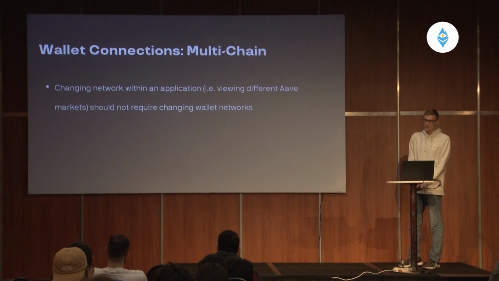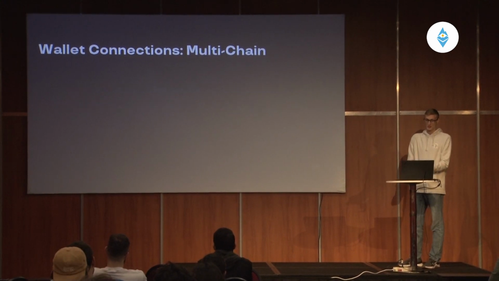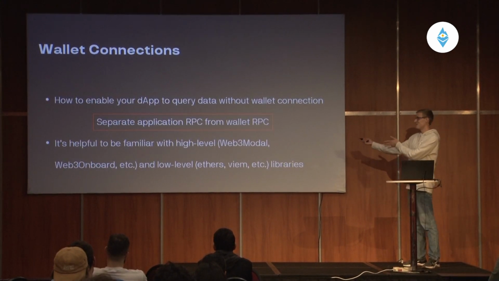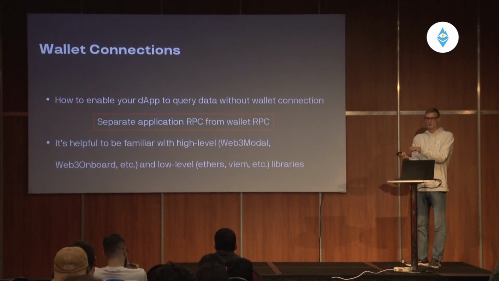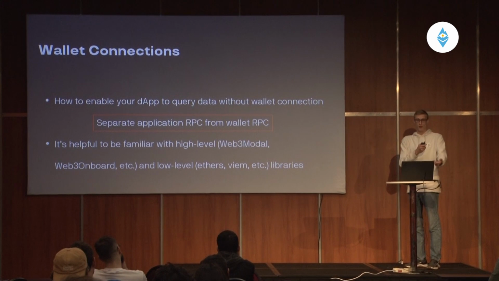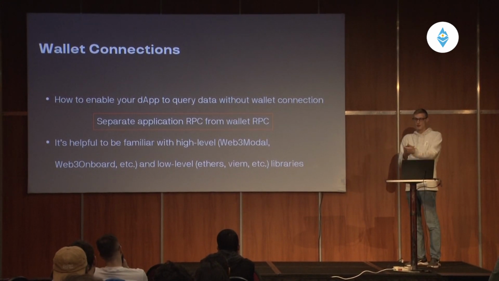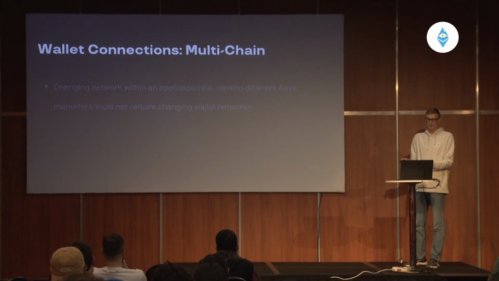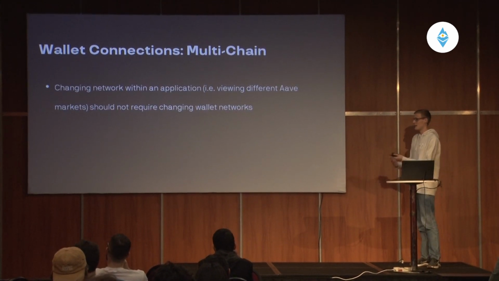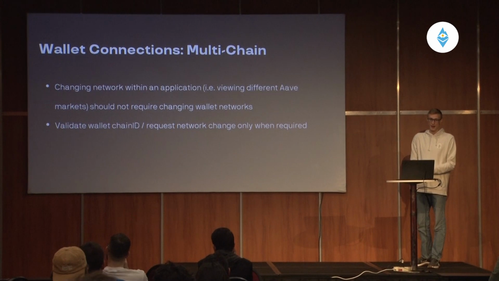And basically the solution to this is the exact same solution as the previous slide, which is to separate the application RPC from the wallet RPC. Your application should be able to switch networks on the fly, between Ethereum and Polygon and Arbitrum and Optimism, without having to rely on the wallet to make that switch. And separating those RPCs is how you make that happen.